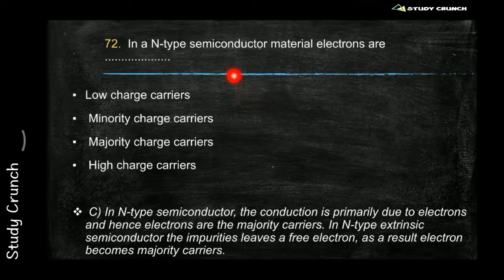Next, in an n-type semiconductor material, electrons are. So electrons are the majority charge carriers in an n-type semiconductor material. Due to electrons, they are in the majority. So it is an extrinsic semiconductor which leaves the free electron. As a result, electrons are the majority.